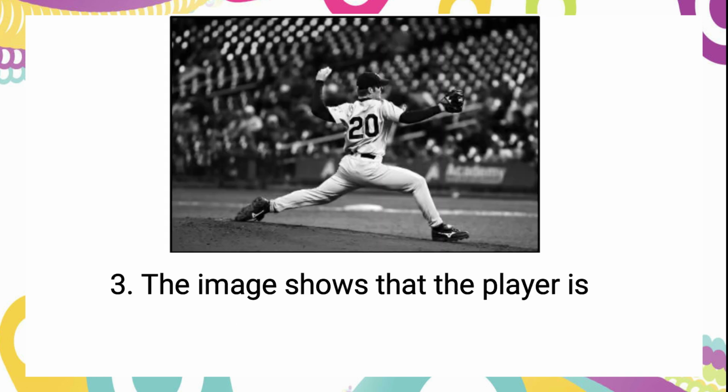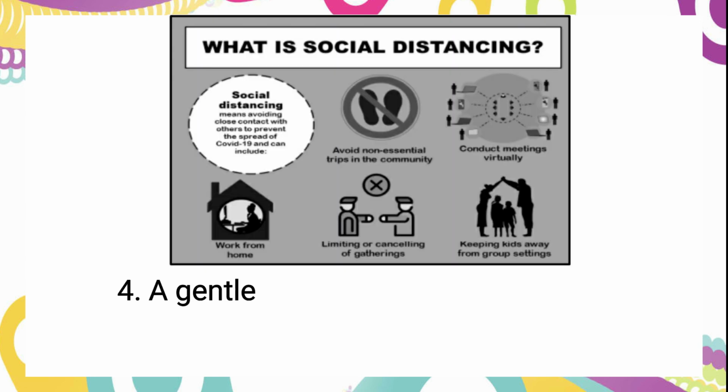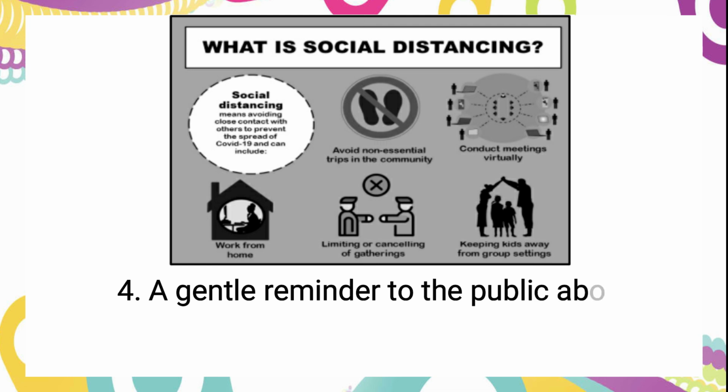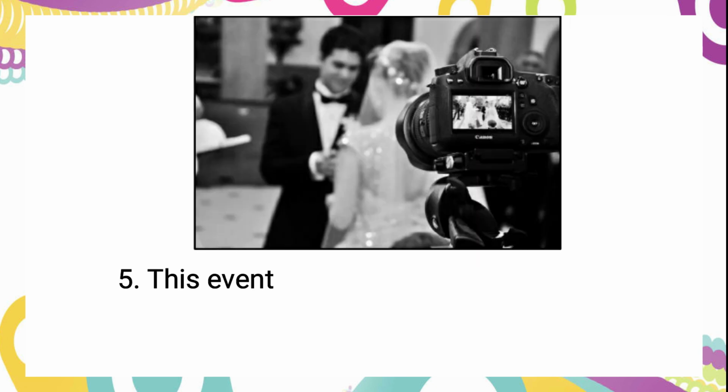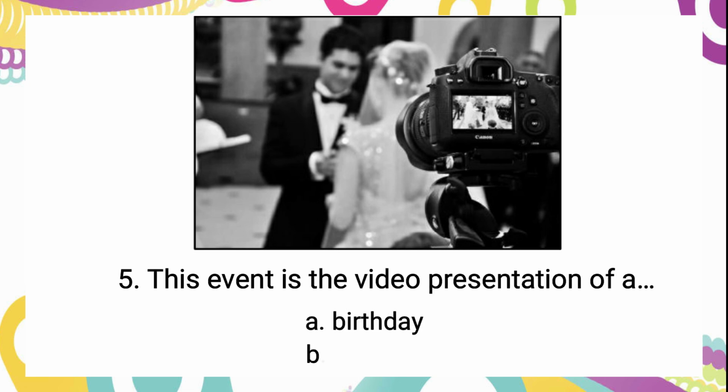Number 3. The image shows that the player is an A. Amateur. B. Expert. Number 4. A gentle reminder to the public is about A. Proper hand washing. B. Social distancing. Number 5. This event is the video presentation of A. Birthday. B. Wedding.